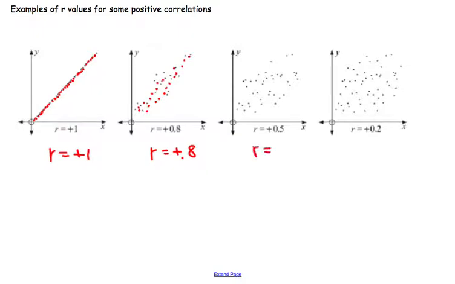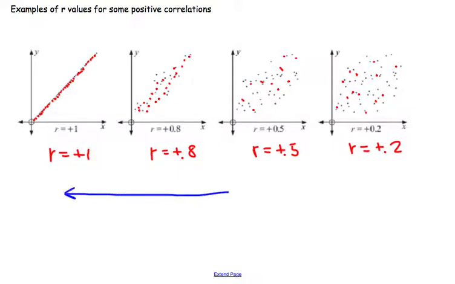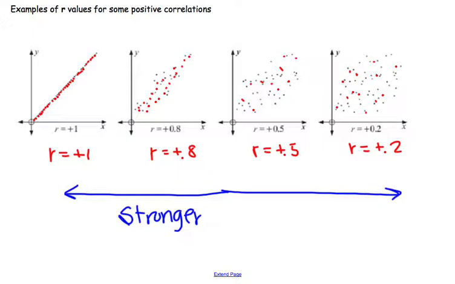Now R equals +0.5. See, it's a little bit more spread out here, not quite as strong. And then our last one, a 0.2. So it's getting close to 0, more spread out, but still increasing. So you'll notice the difference between when you move on the left-hand side, this is stronger, and then this way is now weaker strength.